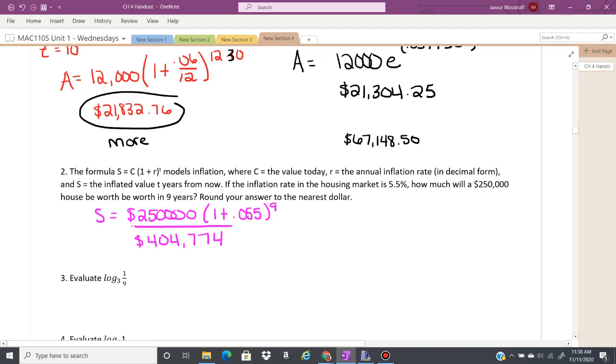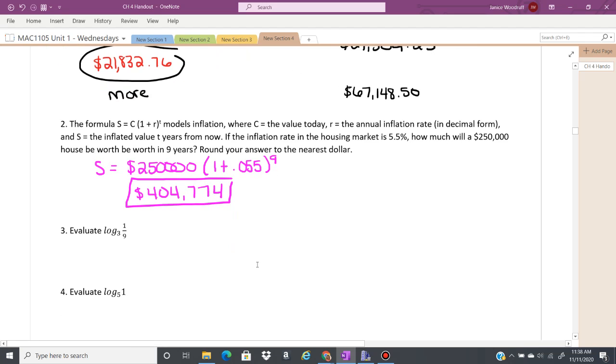Judging by what I've seen on the housing market lately, that seems about right, especially if you bought a house 9 years ago and then looked at today's value. I'm not quite sure it's still going to rise at that high of a rate, but stranger things have happened, so you never know.